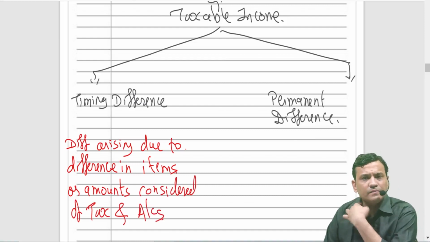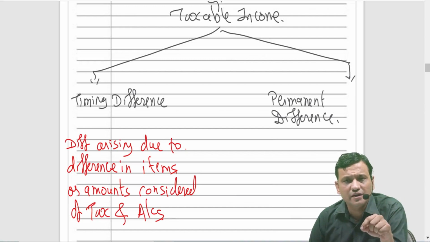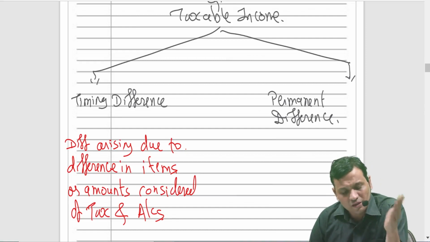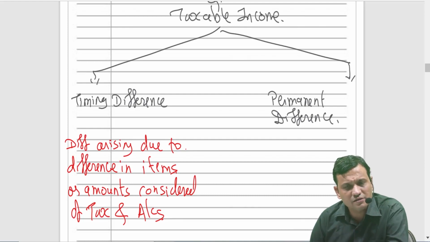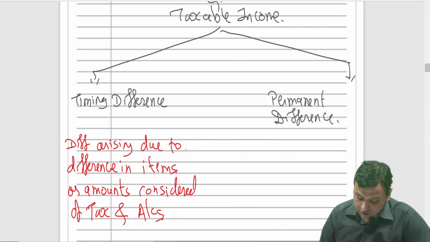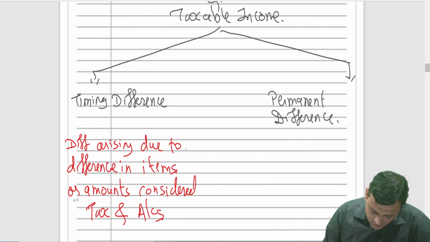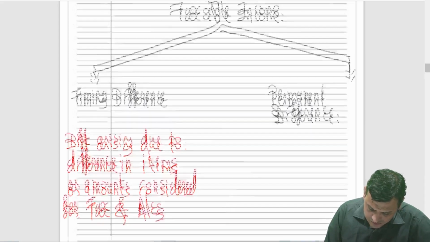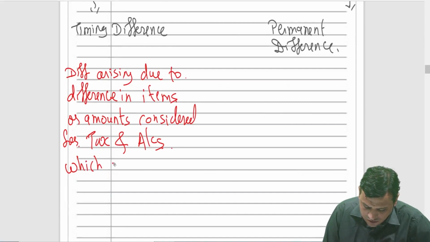Or I can say it is the difference between accounting income and taxable income which arises in the current year and is capable of getting reversed in the subsequent year. Nothing but timing difference. Something which has been considered in accounts will be considered in tax later. Something considered in tax will be considered in accounts later, and vice versa. So it is the difference arising due to difference in items or amounts considered for tax and accounts, which will reverse later.